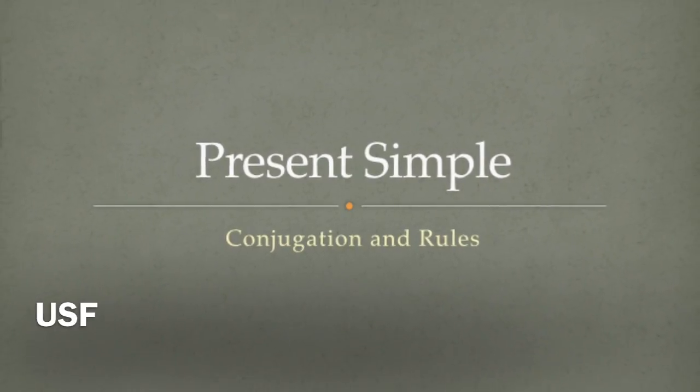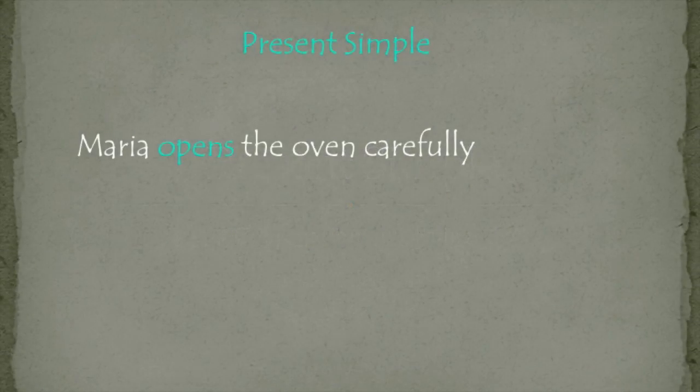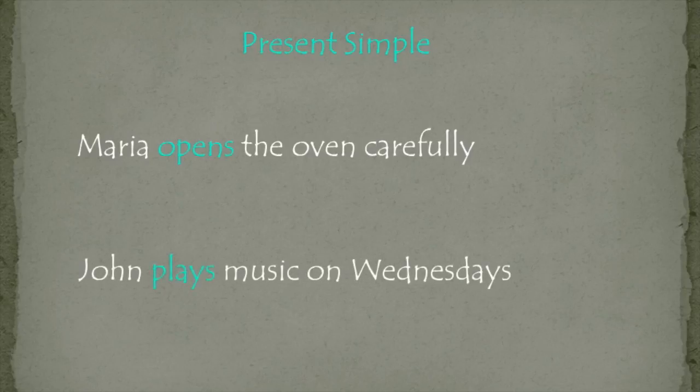Welcome to the present simple. The tense of a verb tells when an action is happening. And we're going to be learning about the present simple today, like the examples you see. A verb is a word that tells what a noun does or is.